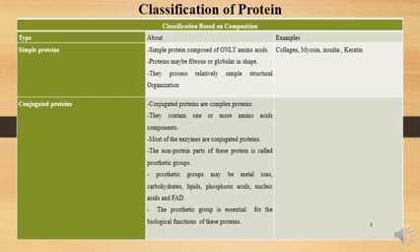About it, simple proteins are composed of only amino acids. Protein may be fibrous or globular in shape. They possess relatively simple structural organizations. Examples are collagen, myosin, insulin, and keratin.